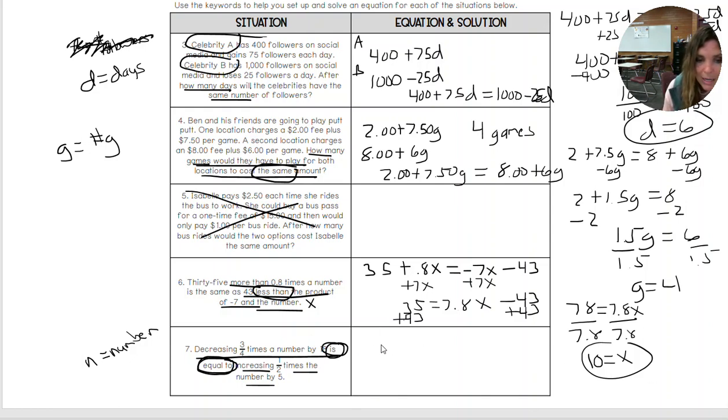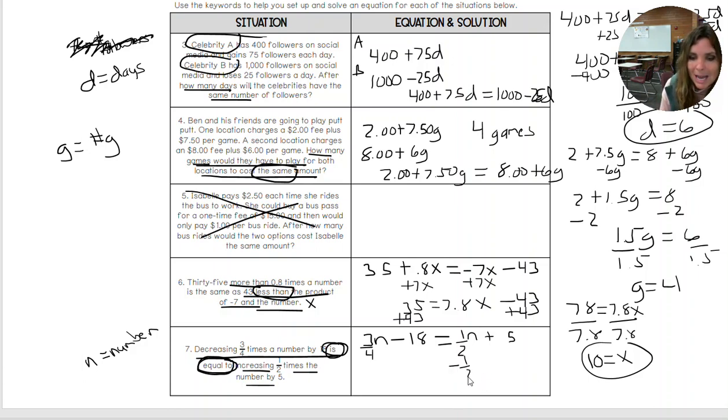So decreasing 3/4 times a number. If we take 3/4, we times by a number and we decrease it by 18. So decreasing 3/4 times a number by 18 is equal to increasing 1/2 times the number by 5. So if we take 1/2 the number and then we add 5, that's what that's going to look like. And then we can go ahead and solve this equation from there.